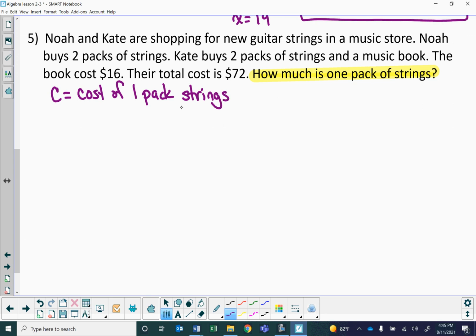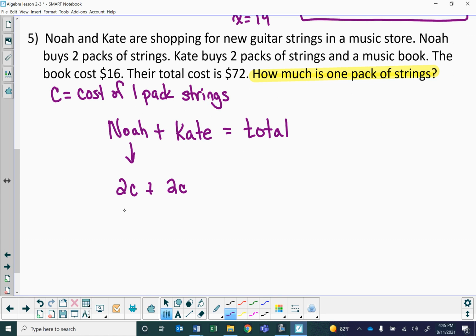I'm looking at this going, the amount of money that Noah spent plus the amount of money that Kate spent has got to equal their total. That kind of makes sense. Noah buys 2 packs of strings, so Noah buys 2 times the cost of a pack of strings, so that'd be 2C. Kate buys 2 packs of strings, 2C, plus she also buys a music book. The music book costs $16, and their total is 72. So here's Noah's cost, Kate's cost. Noah's cost plus Kate's cost equals the total.